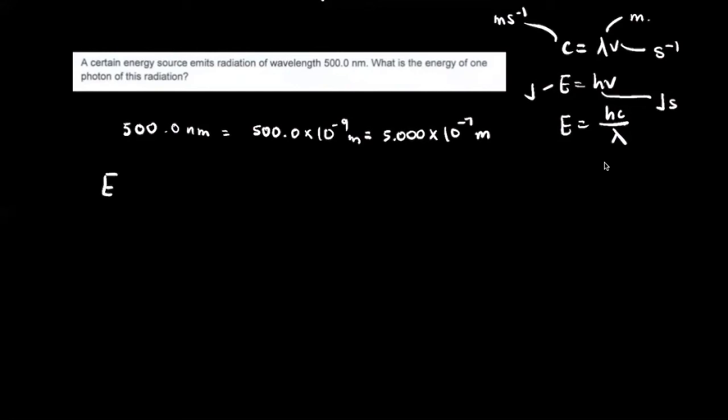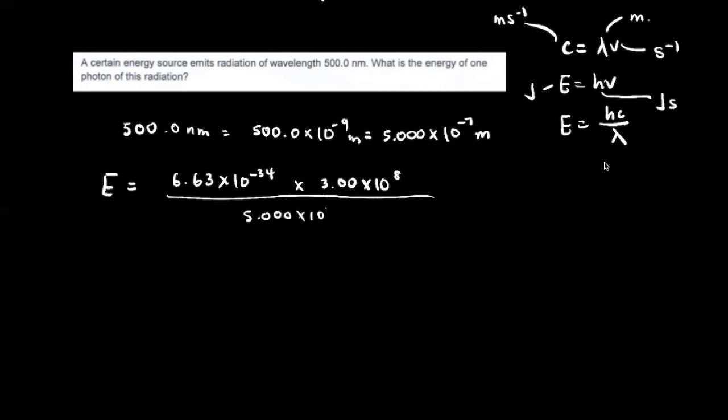So energy will be Planck's constant, which is 6.63 times 10 to the power of negative 34, times the speed of light, which is 3 times 10 to the power of 8, and lastly divided by our wavelength, which is 5 times 10 to the power of negative 7. And the value that you should get is 3.978 times 10 to the power of negative 19 joules. It's simply a matter of ensuring that the values you have are in the SI units, and then subbing in values into the formula.